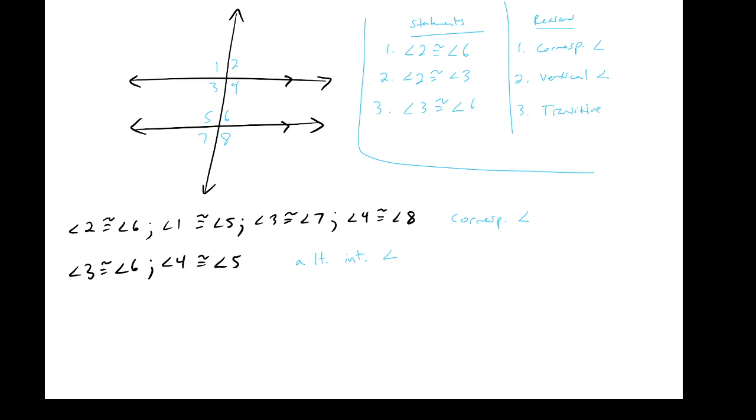Now we don't have to go through this every single time. When we see alternate interior angles, in the instance of two parallel lines cut by a transversal, that means that those would be congruent. And it's because we've proven that they have this relationship.